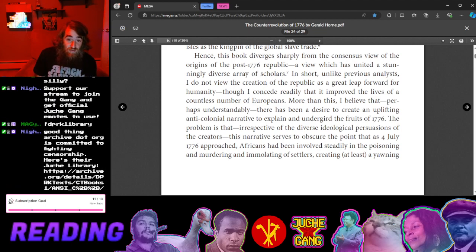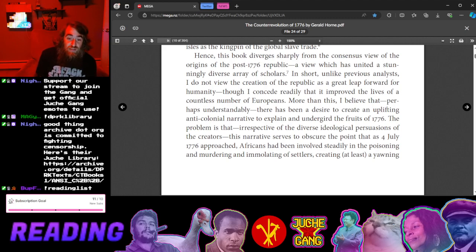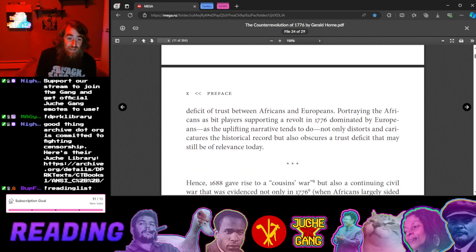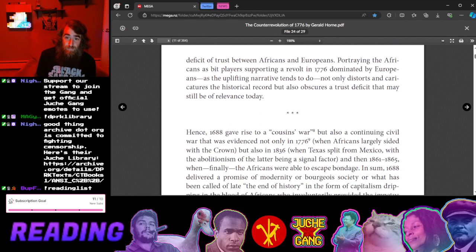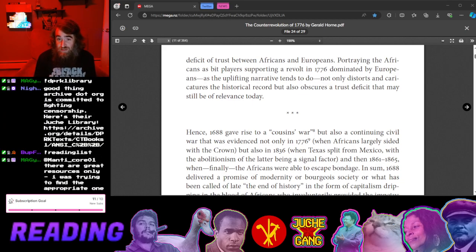The problem is that, irrespective of the diverse ideological persuasions of the creators, this narrative serves to obscure the point that as 4th of July 1776 approached, Africans had been involved steadily in the poisoning and murdering and immolating of settlers, creating, at least, a yawning deficit of trust between Africans and Europeans. Portraying the Africans as bit players supporting a revolt in 1776, dominated by Europeans, as the uplifting narrative tends to do, not only distorts and caricatures the historical record, but also obscures a trust deficit that may still be of relevance today.